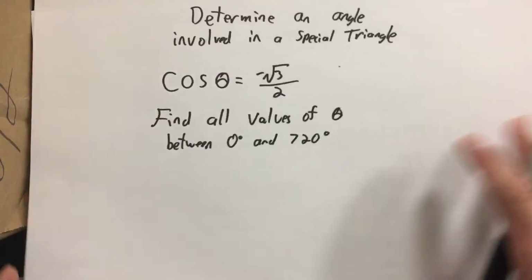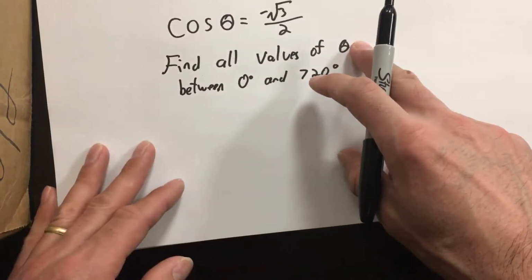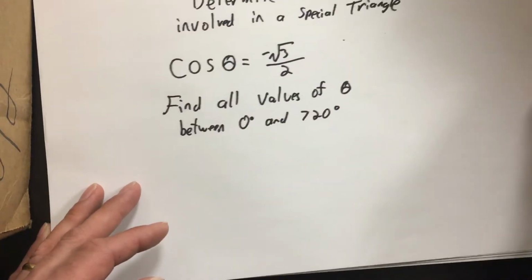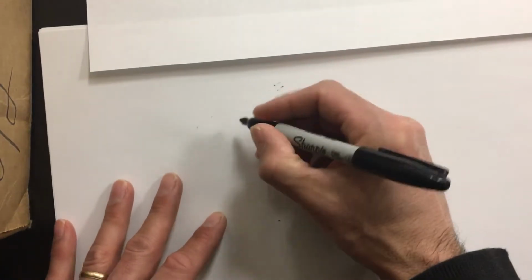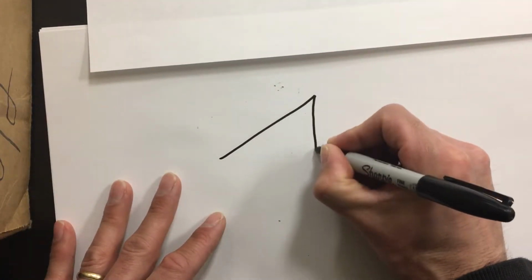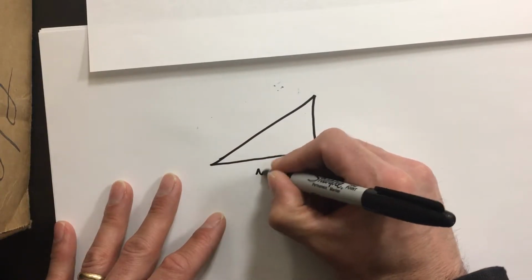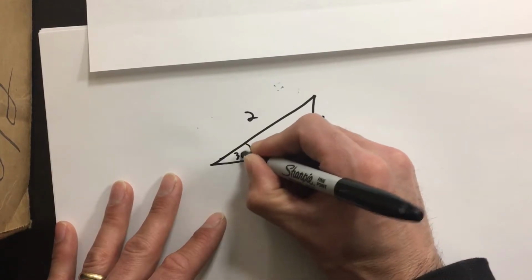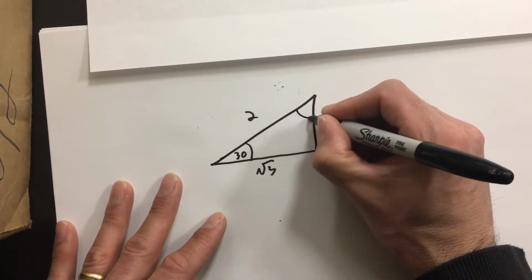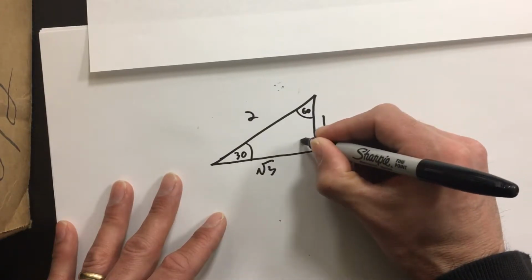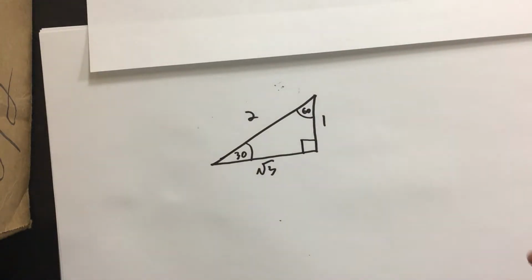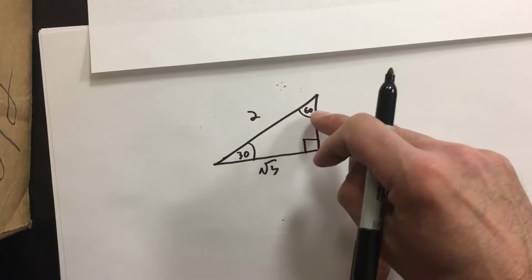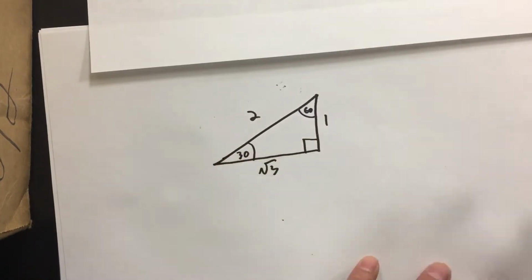Okay, so back to the question. So we're to find all values of theta between 0 and 720 degrees where the cosine of theta is negative root 3 over 2. So we're going to start off with a special triangle that's got root 3 and 2. So I've rotated it from the version I had before, but this is our special triangle where 1 is opposite 30, 60 is opposite root 3, and the hypotenuse is 2.